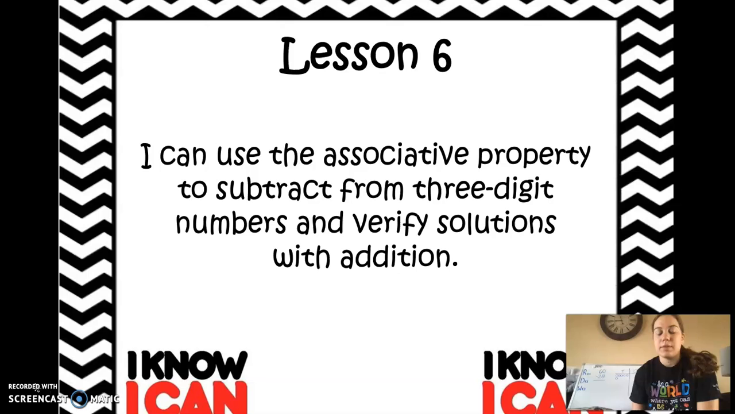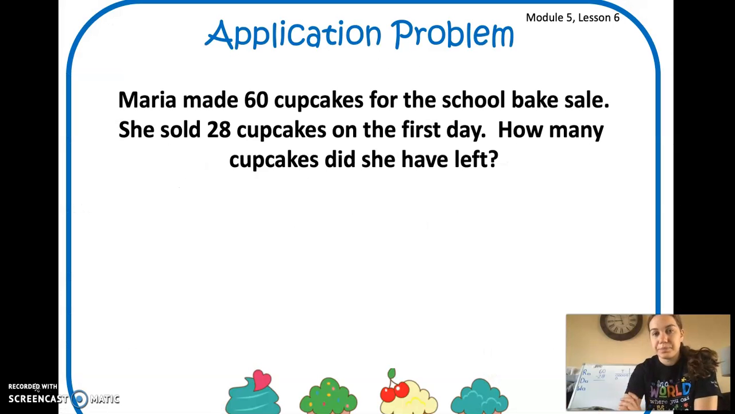Our I can statement for today is: I can use the associative property to subtract from 3-digit numbers and verify solutions with addition. So we're going to solve our problems and then we're going to have to check them with addition as well. So let's get started.